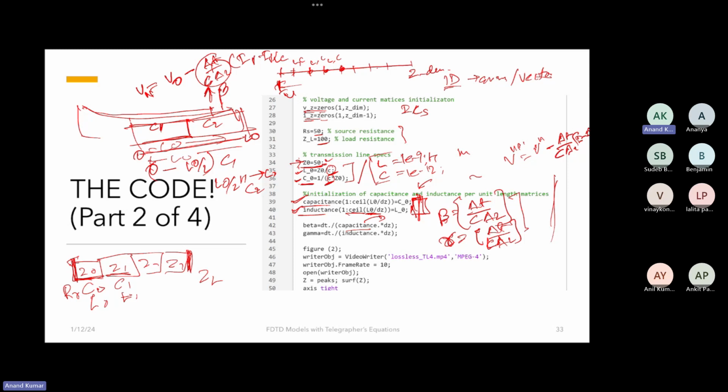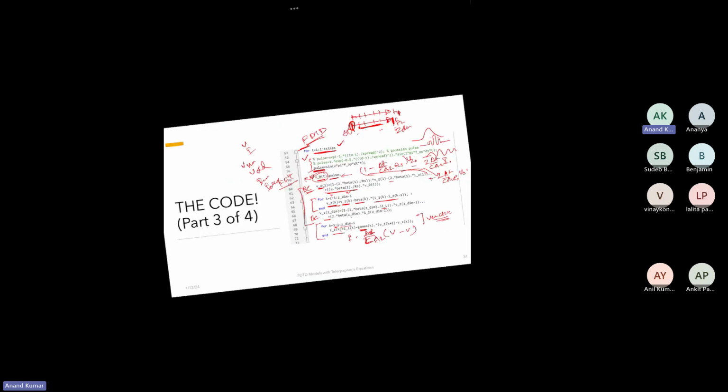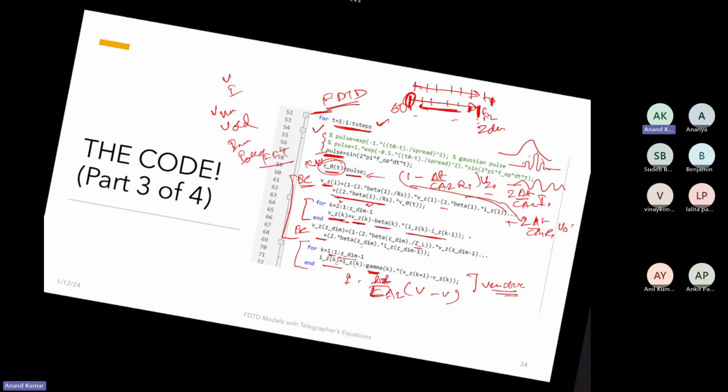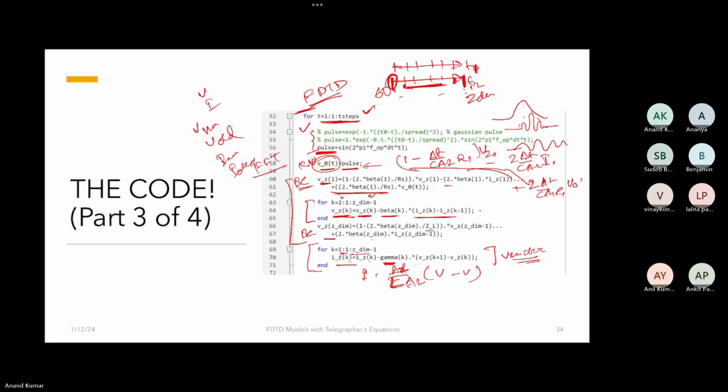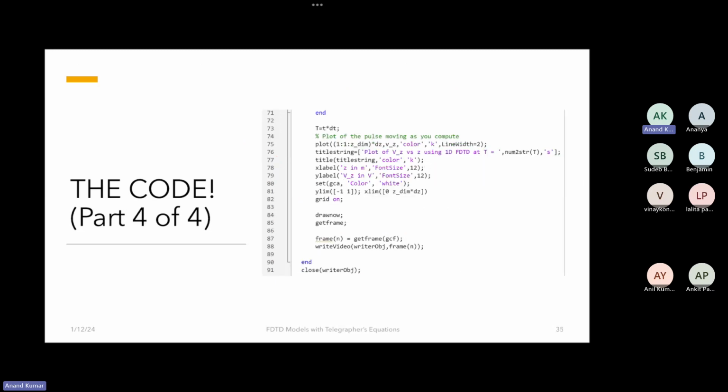Okay, so in part two, we defined the transmission line's characteristics. In part three, we saw the update equations, and part four is where we just do the plot stuff. So this is nothing much.